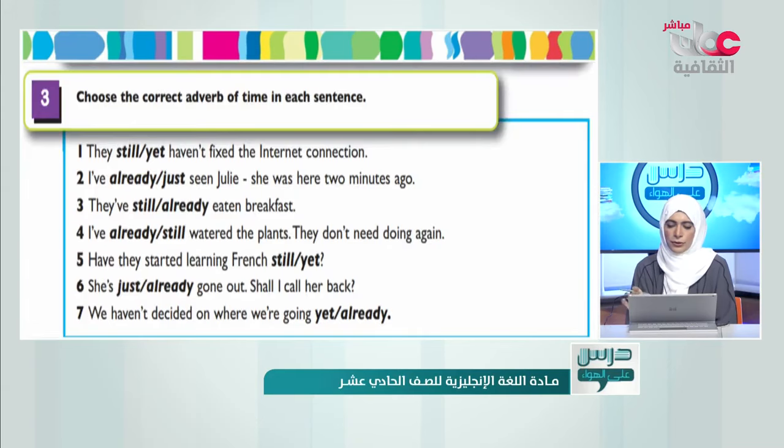Okay, let's do a short task together here. Look at the sentences. They still or yet haven't fixed the internet connection. It means not done. Actually, still and yet are both not done, but because we are expecting to have it for a long time, it is still. We can use also yet. I have already or just seen Julie. She was here 2 minutes ago. It is a close time. Just. I have just seen Julie because it was 2 minutes ago. And it seems to be a completed action.